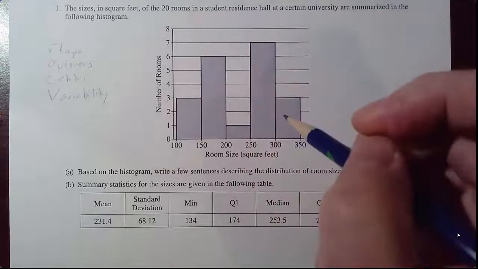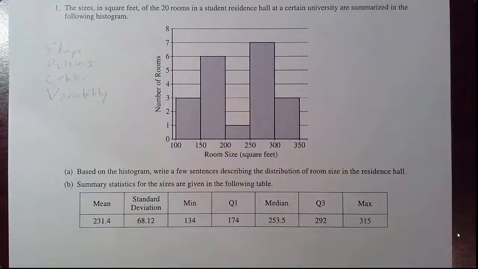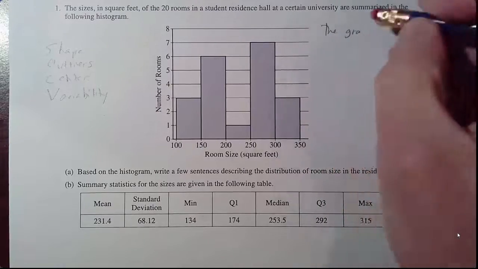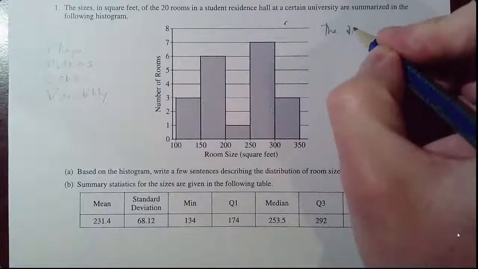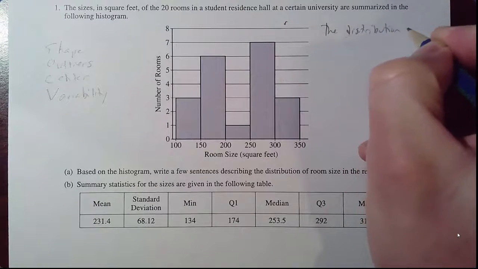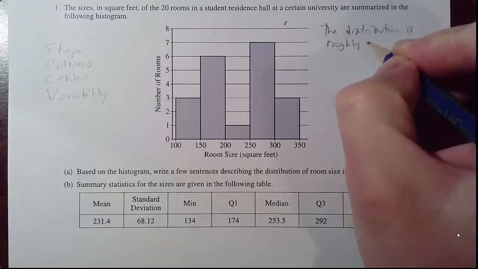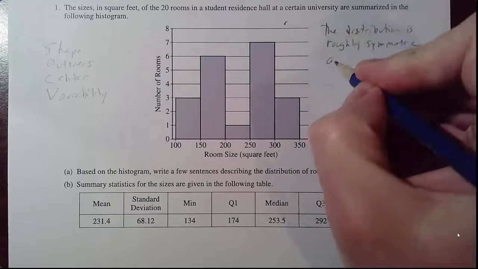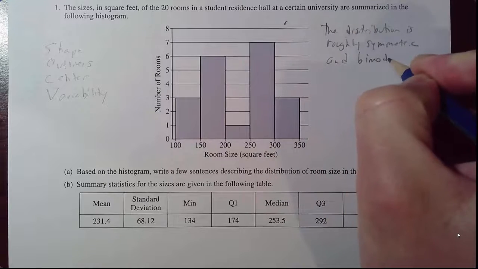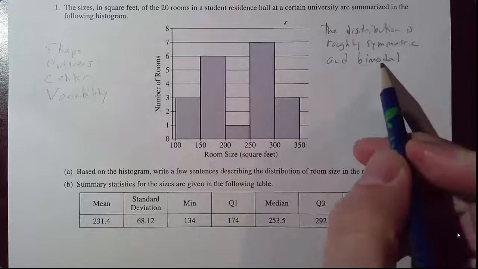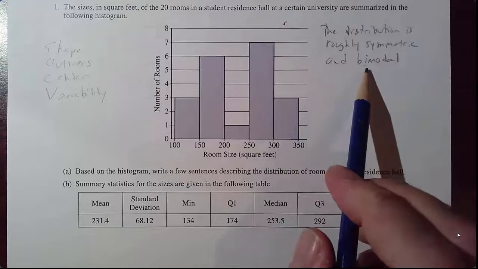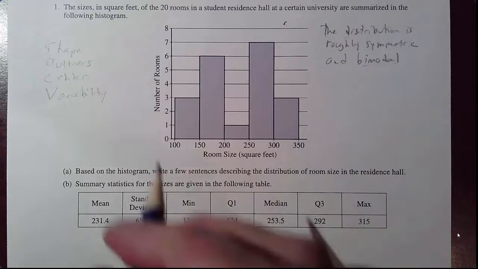This graph has 2 peaks on it. It's roughly symmetric. The distribution, I'm not going to call it a graph. If you want to be fancy, you can use the word bimodal. That's 2, and mode is the most frequent number. This has 2 peaks. You could also just say it has 2 peaks. That takes care of shape.